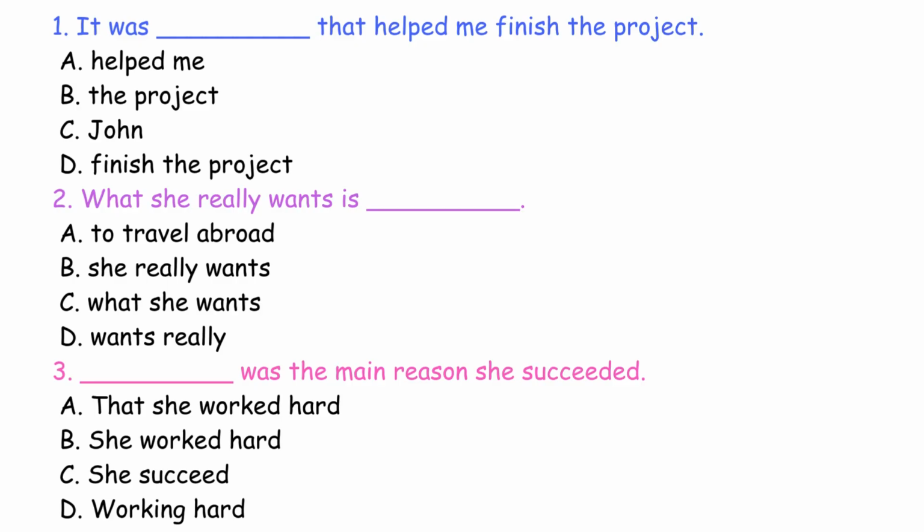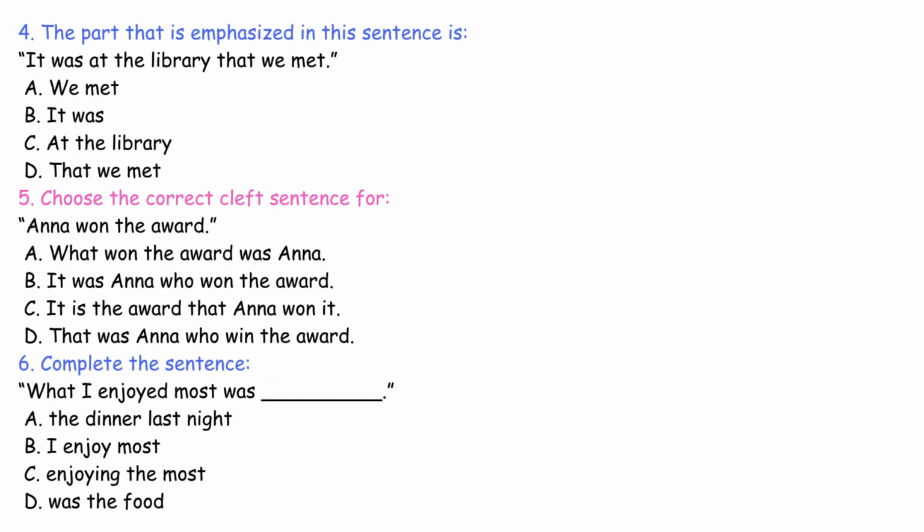Answer. 2. What she really wants is ___. A. To travel abroad. B. She really wants. C. What she wants. D. Wants really. Answer. 3. ___ was the main reason she succeeded. A. That she worked hard. B. She worked hard. C. She succeed. D. Working hard.